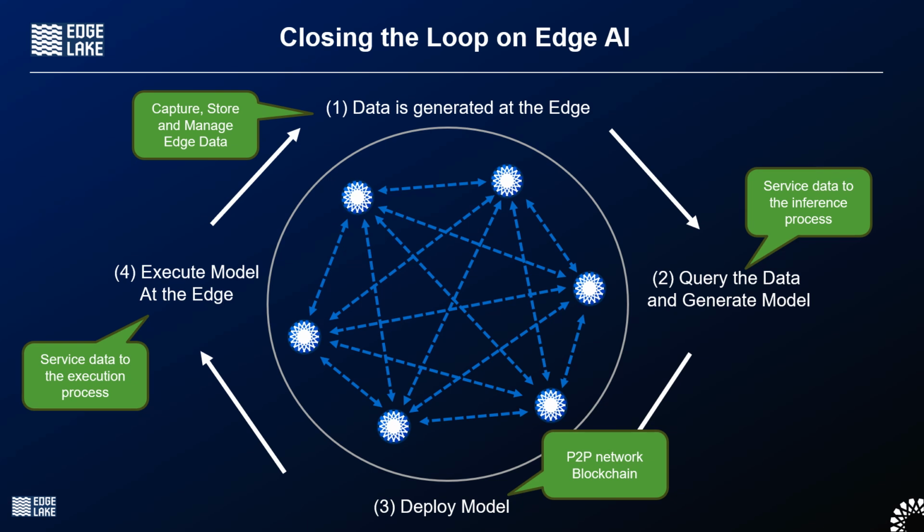At step 4, the local EdgeLake instances service the data to the model execution process. As the model is executed at the edges, new data is generated and the process is repeated from step 1 using the new generated data.